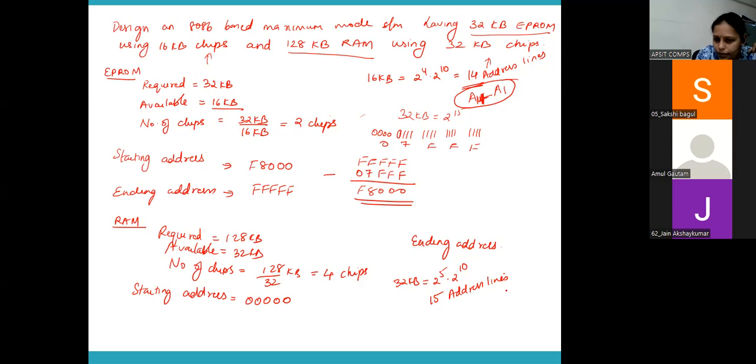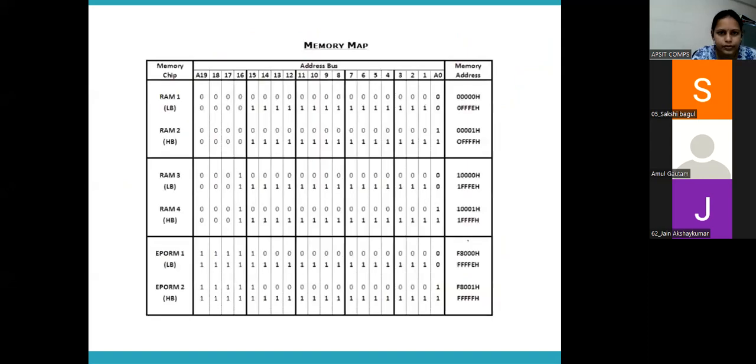Now, here, what will it be? Here the address lines will be A1 to A15. Okay. So what all things you have to estimate? Estimate the number of chips, estimate the starting and ending addresses, and estimate the number of address lines required also. Then only you can proceed to the next step, which is the creation of the memory map. Till here, is it clear to everybody what we have estimated? Yes ma'am. Okay, now let's go to the memory map. This is the memory map of our requirement.